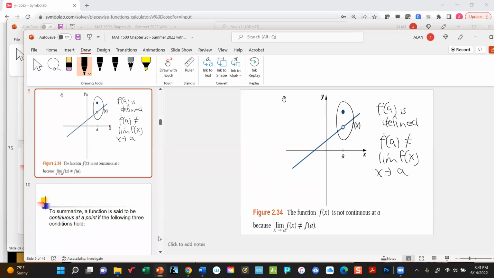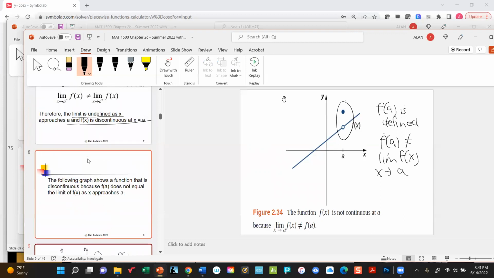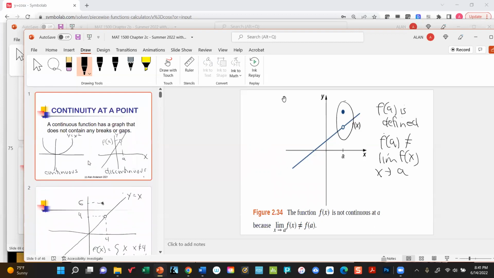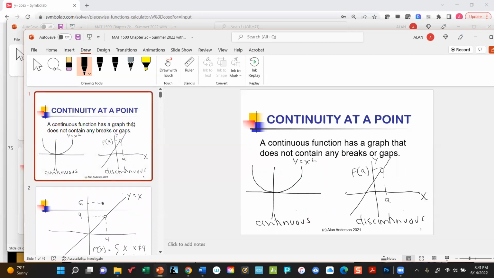So there's really three ways we can have discontinuity. Now, by the way, all of these formally are known as, we're referring to something called continuity at a point. It turns out that continuity can be defined at a single point or over an entire interval. So all of these represent being discontinuous at a single point. Okay, this one is continuous. This one is discontinuous, but specifically we mean at a single point.